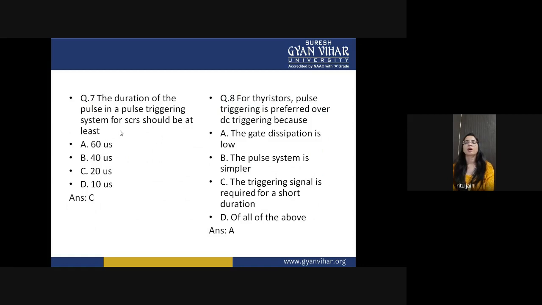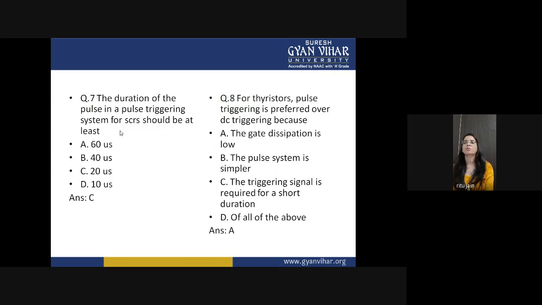Next question: the duration of a pulse in a pulse triggering system for SCRs should be at least 60 microseconds, 40 microseconds, 20 microseconds, or 10 microseconds. So the minimum time required for this pulse must be 20 microseconds. Maximum it may be 60 or 80 microseconds, but the minimum time you will require is 20 microseconds.